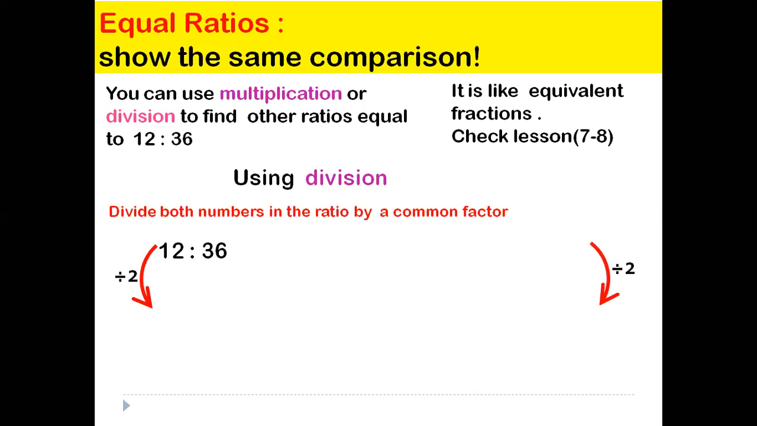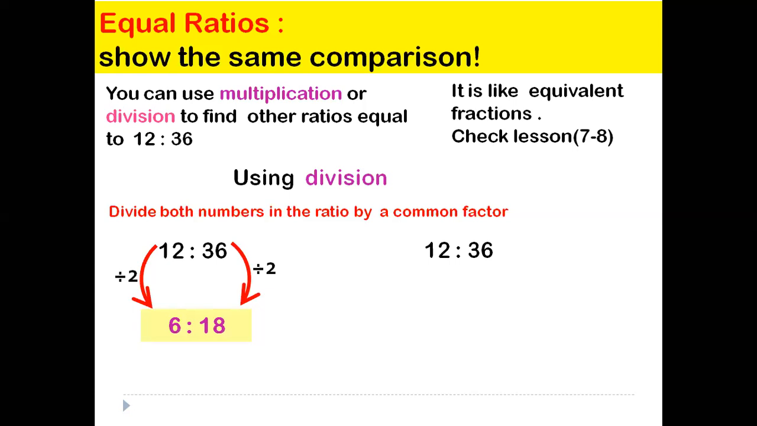We can, for example, divide them both by 2, since both of them are even numbers. 12 divided by 2 is 6. 36 divided by 2 is 18. So this is one equal ratio. Now look at 12 and 36 again. Is there another number that you can divide them by?